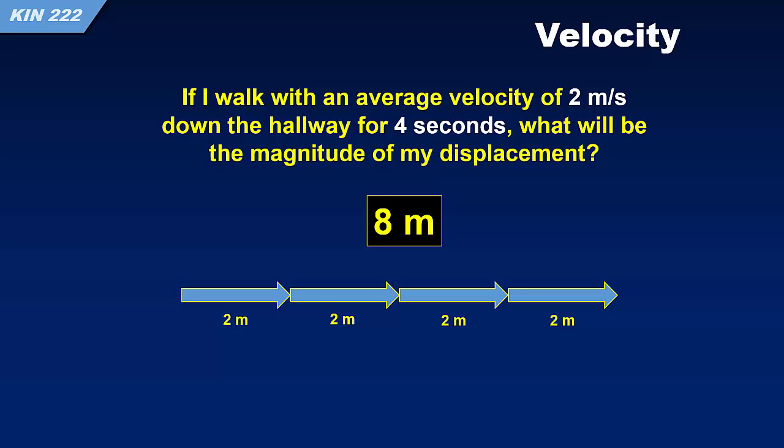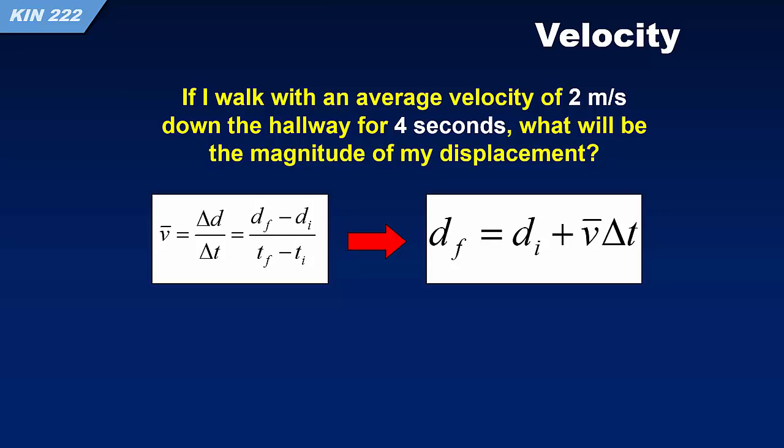So if you think about what you did to get 8 meters, if you calculated that in your head, what you did was you took the velocity and you multiplied it by the time. So 2 meters per second times 4 seconds gave us 8 meters. And we could actually get that formula from our original formula of how to calculate velocity. So velocity was the change in displacement over the change in time. And if we just rearrange that formula, so we multiply both sides by time, we can get a formula for displacement if we know velocity. So the displacement is actually equal to the average velocity times the change in time.